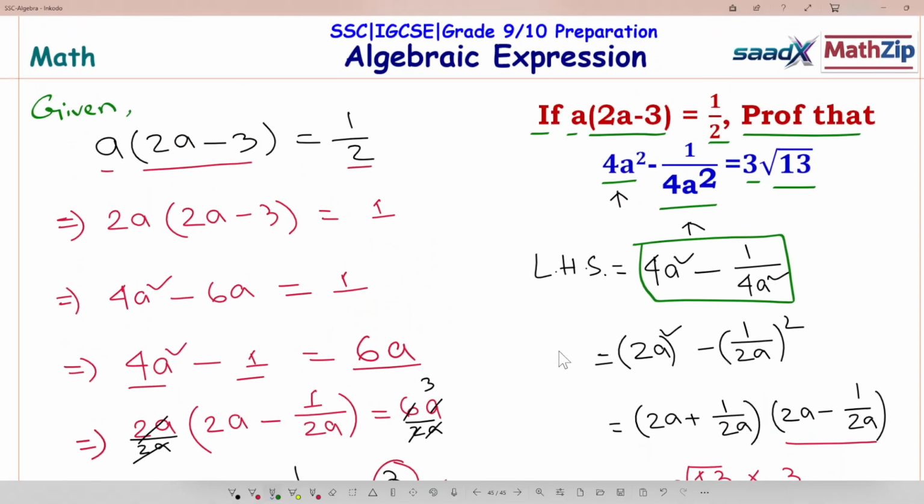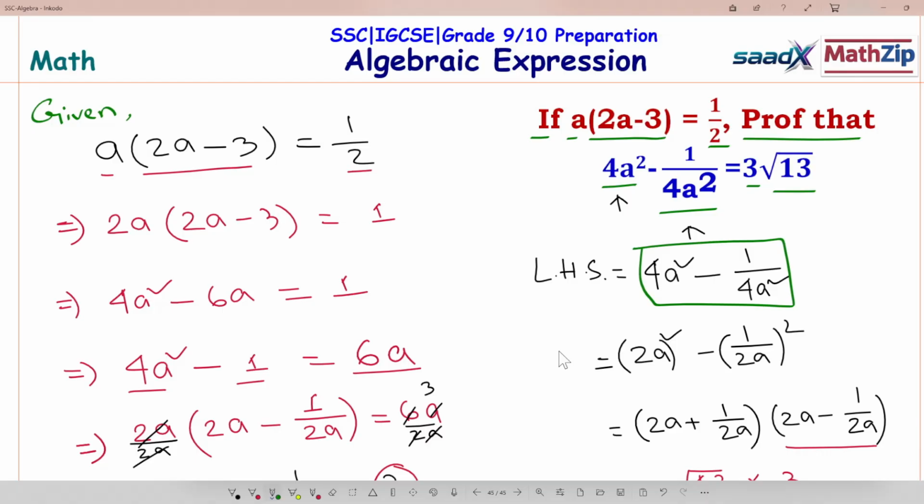So I hope you clear this one. This is an algebraic expression which is very important for SSC, IGCSE grade 9 to 10 exam preparation.